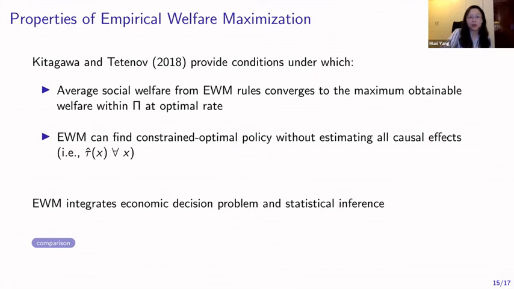Second, because we solve for rules that maximize the average value directly, we don't need to estimate all the causal effects at the household level. So this is advantageous in situations where we cannot guarantee to efficiently estimate causal effects. And finally, learning the treatment rule and conducting inference on the associated gain is an integrated process using this method. So we can derive valid confidence intervals using this method.